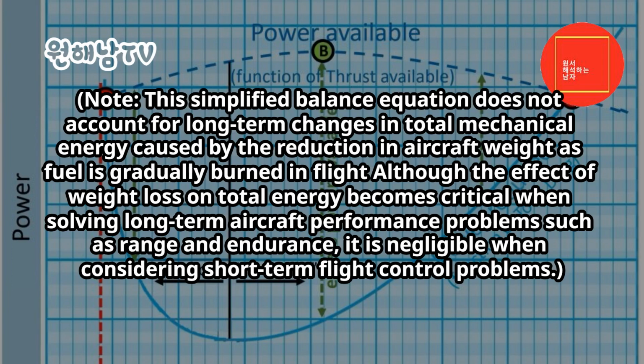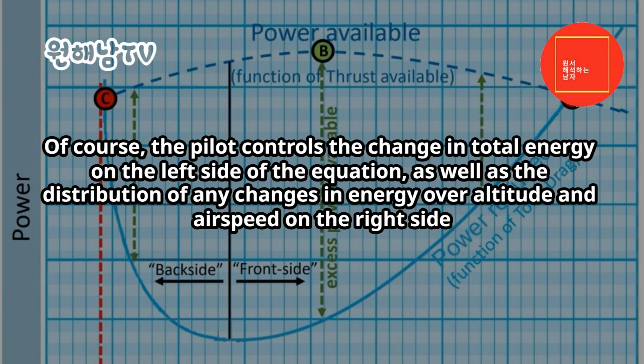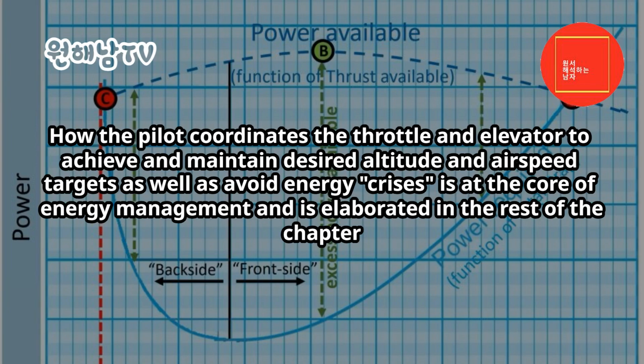Although the effect of weight loss on total energy becomes critical when solving long-term aircraft performance problems such as range and endurance, it is negligible when considering short-term flight control problems. Of course, the pilot controls the change in total energy on the left side of the equation, as well as the distribution of any changes in energy over altitude and airspeed on the right side. How the pilot coordinates the throttle and elevator to achieve and maintain desired altitude and airspeed targets, as well as avoid energy crises, is at the core of energy management and is elaborated in the rest of the chapter.